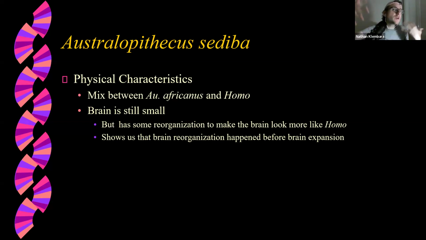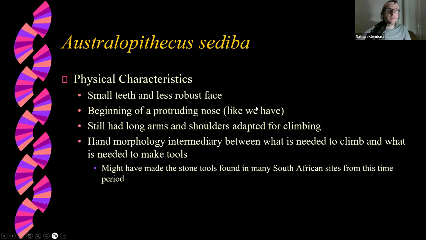And this brain reorganization makes it look more like Homo. And this is important because intelligence is not just about brain size, but it's also about how your brain is organized. And this shows us that maybe our brain started to be reorganized before it started to actually expand, which would be really cool and really important to our understanding of the evolution of the brain.